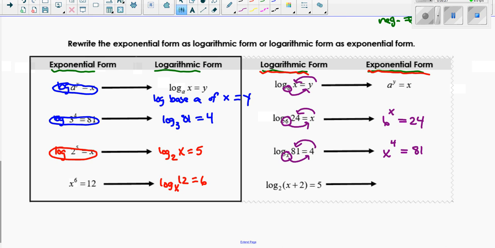Well, that's 3. So 3 to the 4th power equals 81. I couldn't solve this before because without a calculator, how would I do that? And even with a calculator, I wouldn't know what to put in my calculator. But by rewriting it, I now can actually evaluate this.